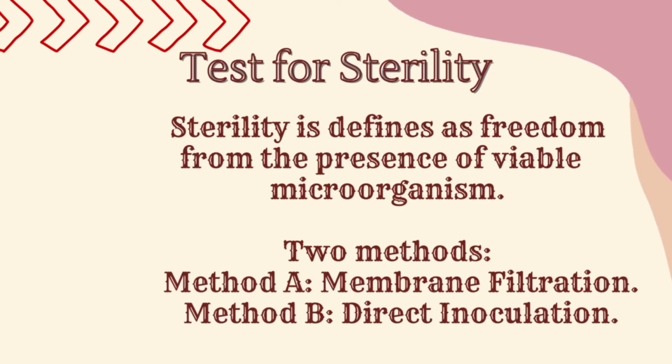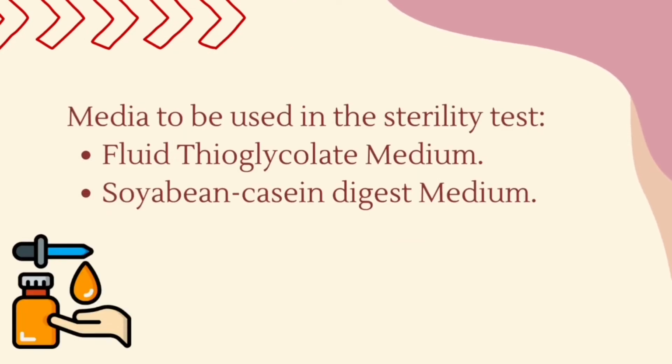Test for sterility. Sterility is defined as freedom from the presence of viable microorganisms. It has two methods. Method A, membrane filtration. Method B, direct inoculation. Media to be used in the sterility test: fluid thioglycolate medium and soybean casein digest medium.